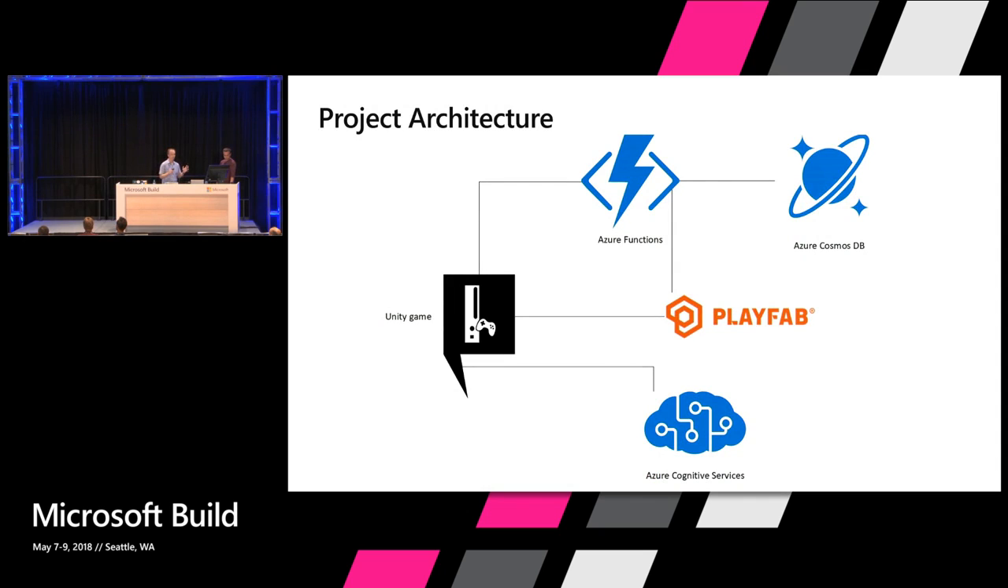Let's talk just briefly about the project architecture. There's a Unity game, which you just saw. The Unity game talks to 3 things. It talks to an Azure Functions backend, which is also connected to Cosmos DB for data storage. It talks to PlayFab, which is a series of gaming services that do things like leaderboards and whatnot. And it talks to Cognitive Services, specifically the Vision API. That's what's actually doing the image recognition from the photos we're taking.